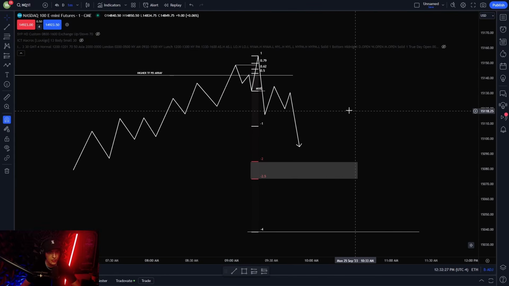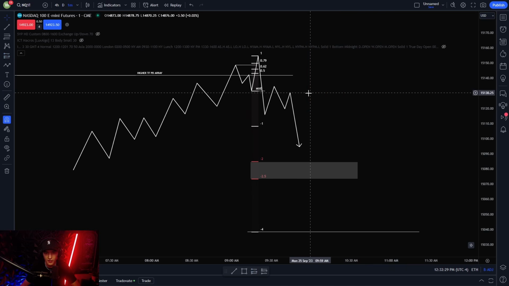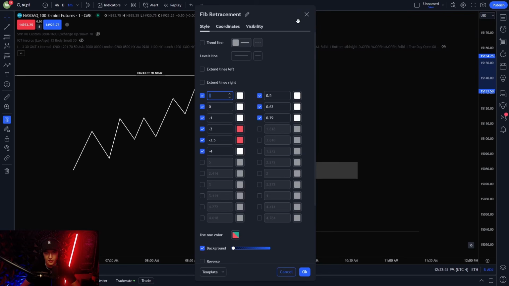So this is the main model. This is what standard deviation is. I'm going to give you guys what the settings look like. So here are the settings for it, or my specific settings. Now, you don't really need the 0.62 or the 0.79. This is just optimal trade entry that I keep on. But this is basically my settings for this. So you can take a look and add it to your fib.